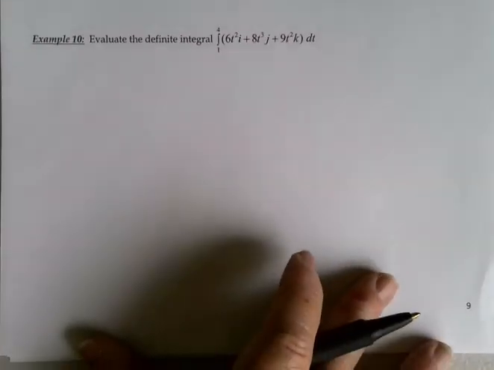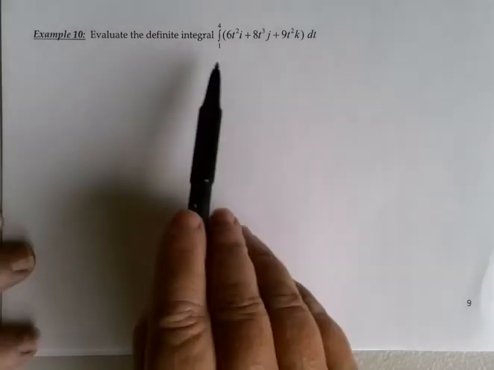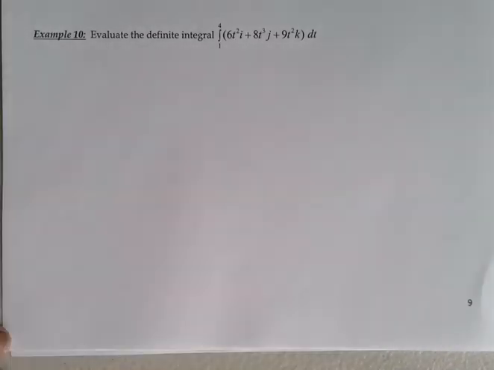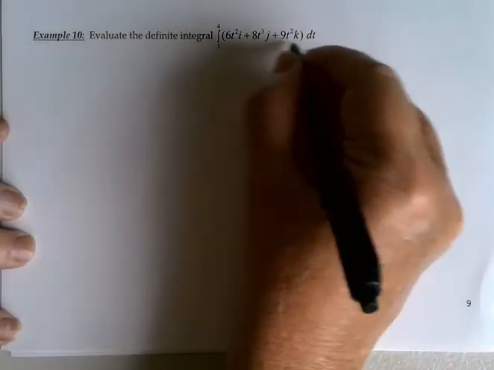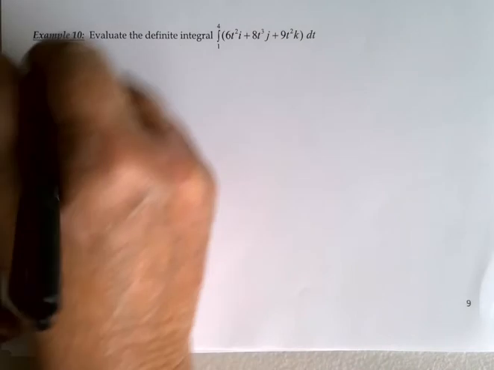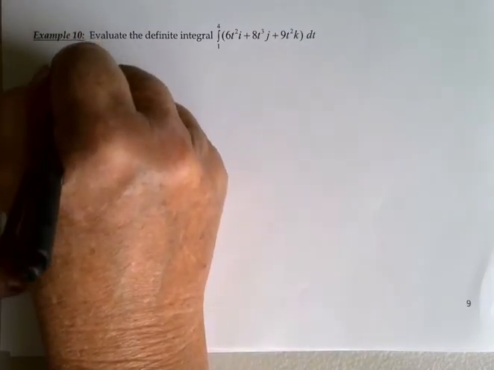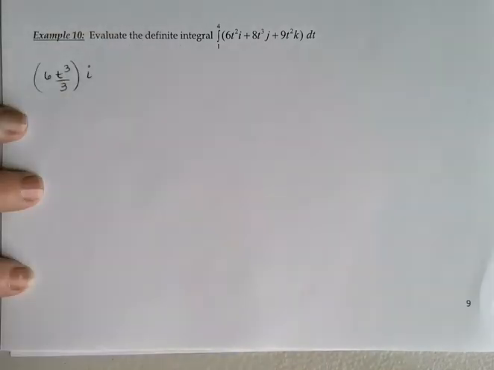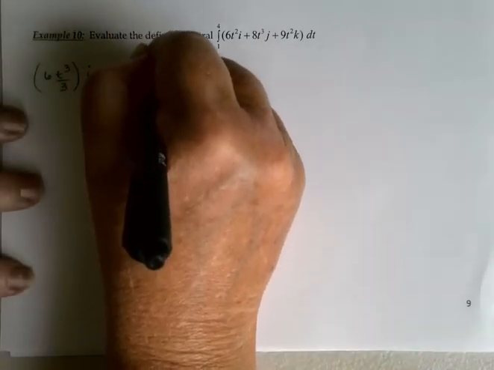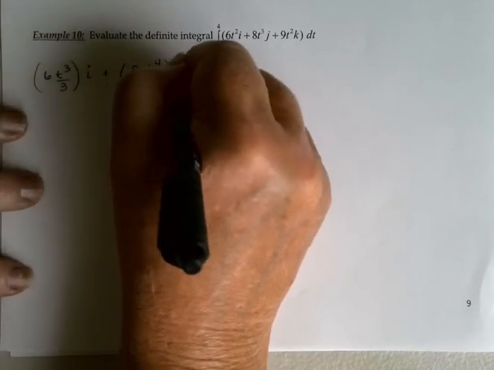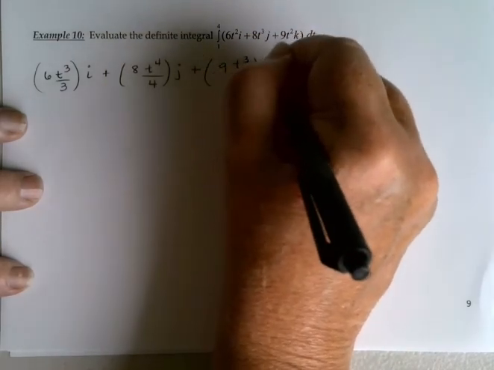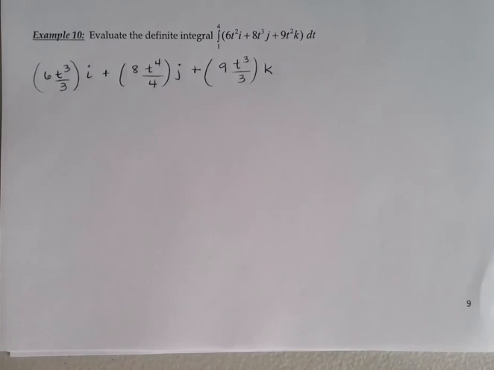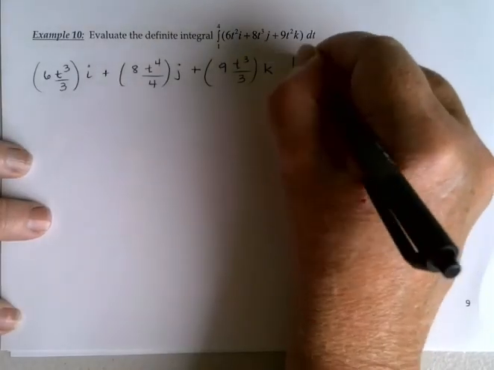All right, in example 10, we actually have not an antiderivative, we have a definite integral, from 1 to 4. So we're just going to use our fundamental theorem of calculus to evaluate this, just like we would have done back in Calc 1. I'll start by getting the antiderivative, which would be 6t cubed over 3 for i, plus 8t to the 4th over 4 for j, plus 9t cubed over 3 for k. And I won't bother with the plus c this time because I've got limits of integration from 1 to 4.